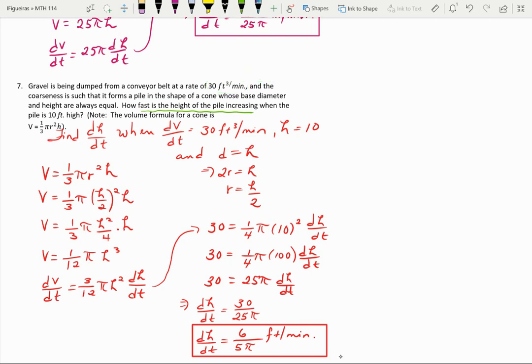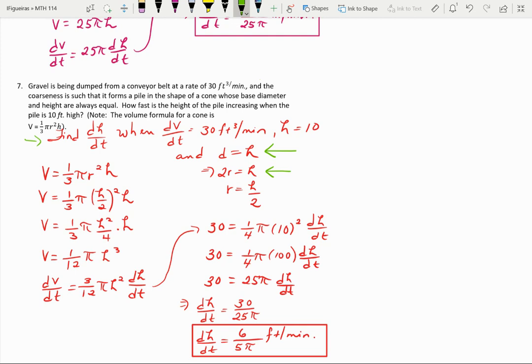Okay, so let's translate what it is we need to solve for in terms of what we know and the variables we should be using. We want to find dh/dt when dV/dt is 30 feet cubed per minute and h is 10 feet. You're also told that the diameter and the height are always equal as this gravel is poured onto the ground. But again, our formula does not have a diameter in it. It has a radius. And so diameter is 2 times r. And if I solve for r, I get that r is equal to h over 2.